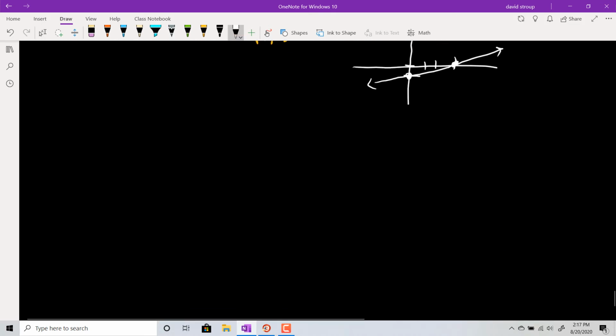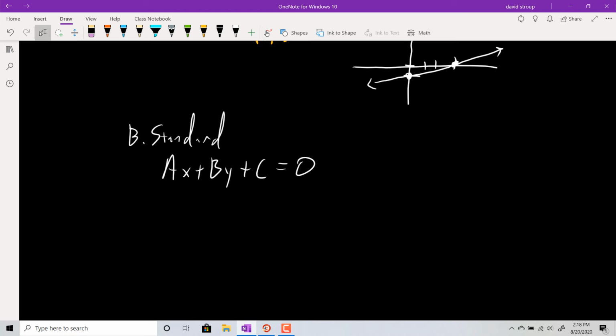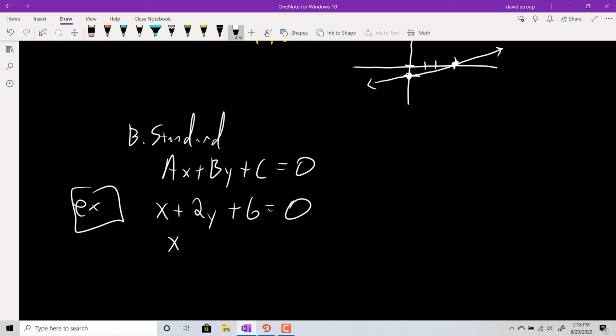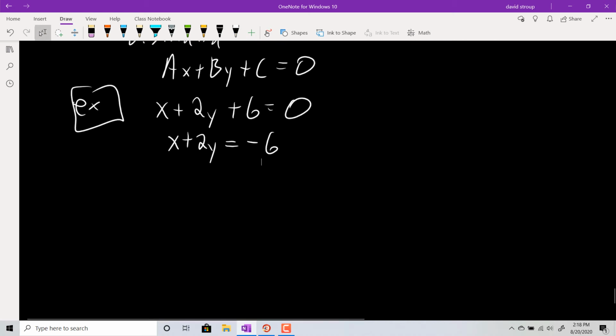Okay, another form, standard form. And this is our final form. You'll have ax plus by equals c, or you could write plus c. Either way is good. So an example, we have x plus 2y plus 6 is 0, and they want us to plot the thing. What I usually like to do is just rewrite it, moving the constant to the right-hand side. And then to plot this form, generally you'll do the x and y intercepts. Okay, so you do a t-table.